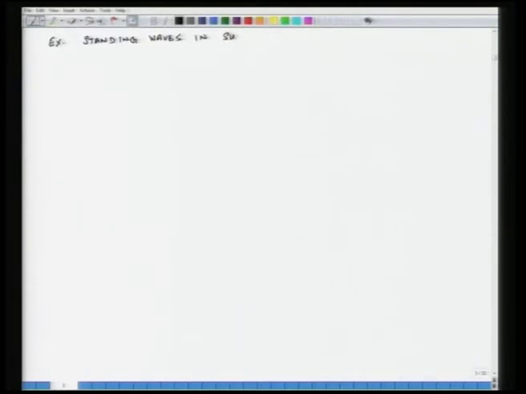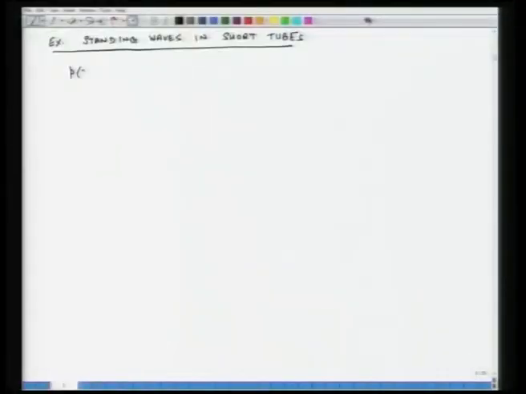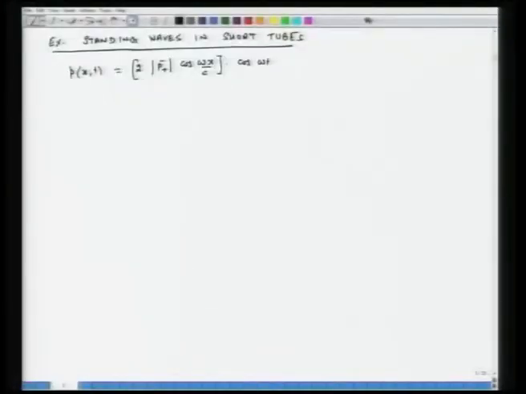In short tubes. So, we had earlier developed expressions for pressure and velocity for standing waves in a tube. The expression for pressure was p(x,t) equals 2 times P plus, which is the magnitude of the forward traveling wave, times cosine of omega x over c. This whole bracketed term is the standing wave component, times cosine of omega t plus phi.